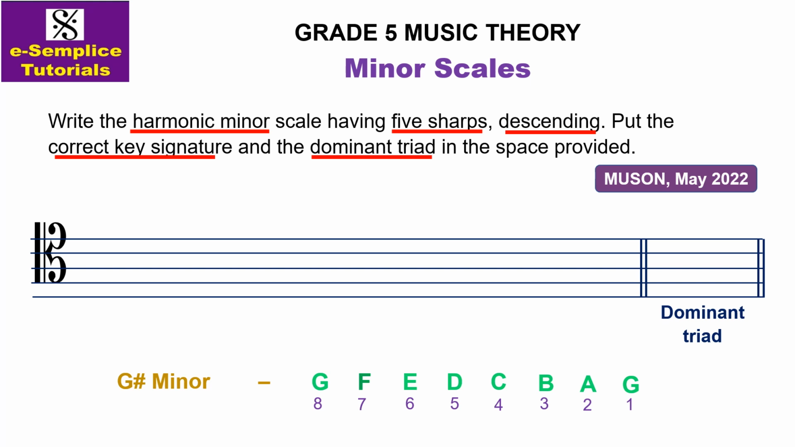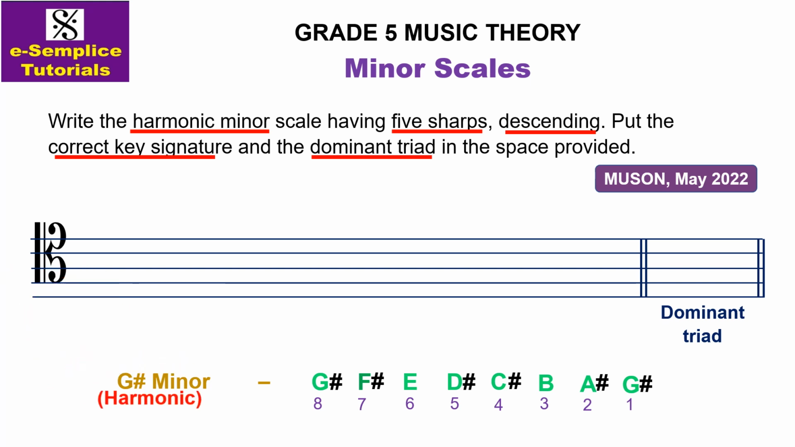Now, this is supposed to be a harmonic minor scale, but first add the natural key signature accidentals. Remember, G sharp minor is the relative minor of B major. So you'll be having F sharp, C sharp, G sharp, D sharp, and A sharp.